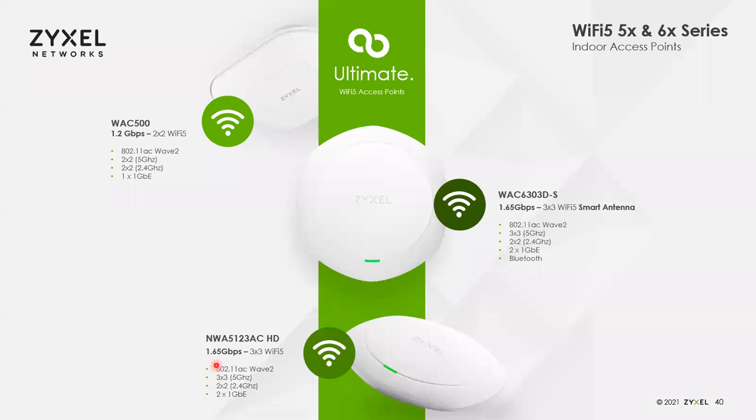We have our NWA 5123 ACHD and the WAC 6303D-S. This is currently our least expensive smart antenna access point. And it's not on the slides because it hasn't launched yet, but early in next year, we will be launching a new Wi-Fi 6 low-cost smart antenna AP, the WAC 630S, which will eventually at some point replace this in our portfolio.